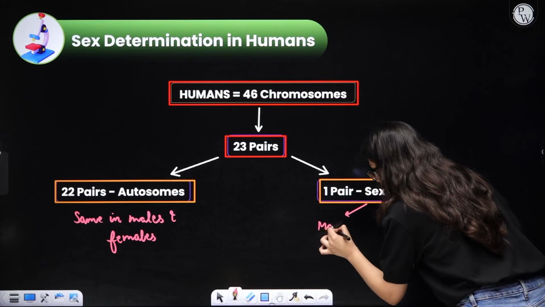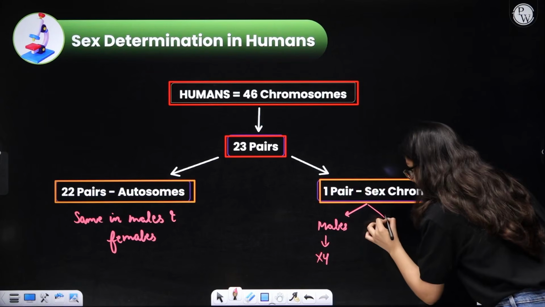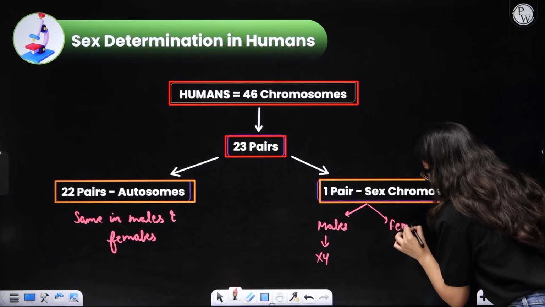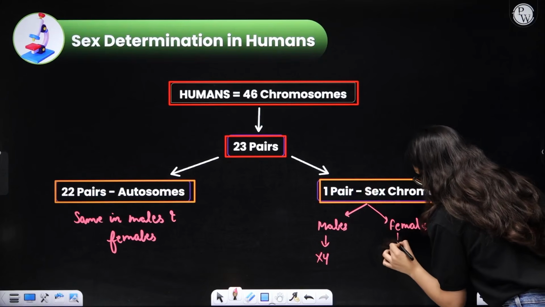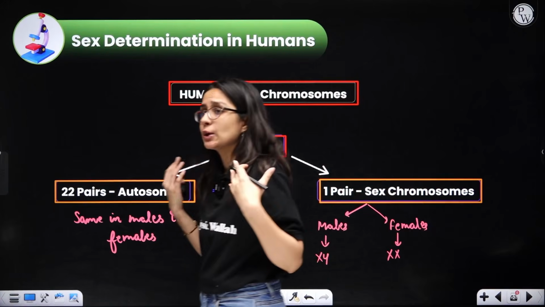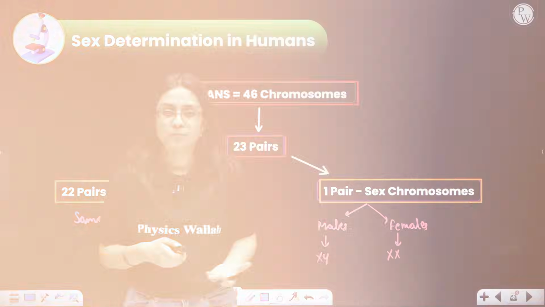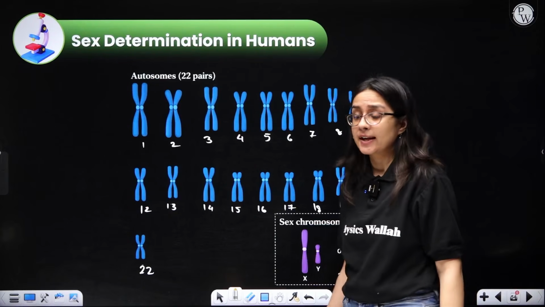In males, it is XY, and in females, it is XX. Got my point? So over here the sex chromosome is different because it determines the sex of the person. That is why it is called the sex chromosome, or it is also called allosomes. Let us try to understand this better with the help of an image.